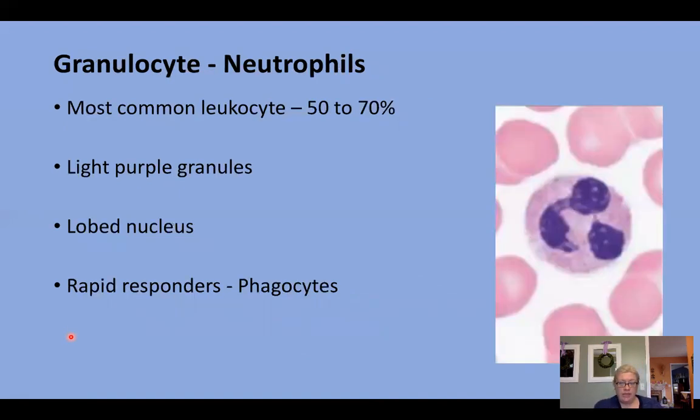All right, so let's talk about these guys individually. We're talking about the granulocytes first. The first one is neutrophils. Because they're the most common, they make up about 50 to 70% of the leukocytes in circulation at any point in time.